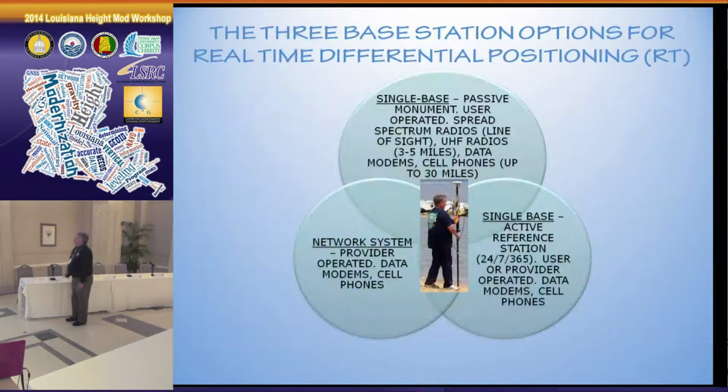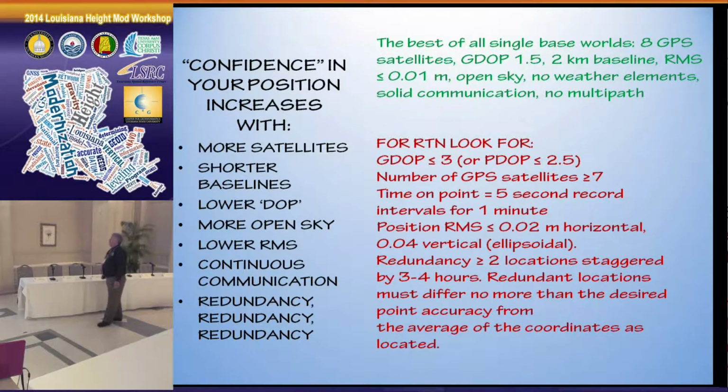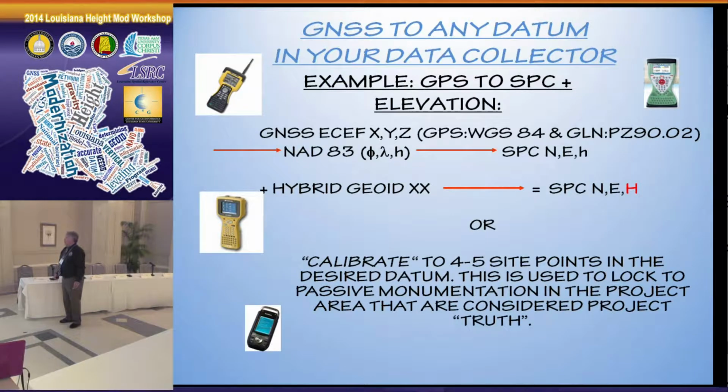We know the advantages. Three possible scenarios: single base, right, with a UHF radio, with a modem, a user base station with a modem, or a network operated, for instance, in Louisiana. What you're looking for is this, of course. This is the best scenario. You want more satellites, shorter baselines, low dilution of precision, open sky, low RMS you're looking at, continuous communication, blah, blah, blah. We don't always get that, do we?